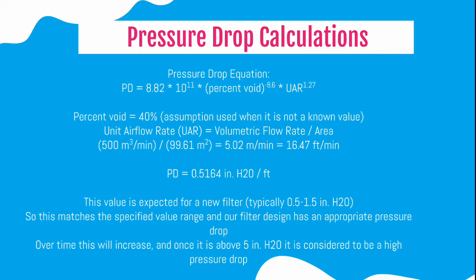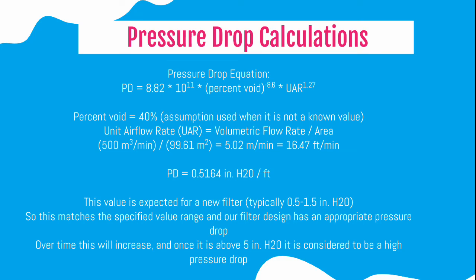This value is within the expected range of 0.5 to 1.5 inches for a new filter, so it can be concluded that our design will have an appropriate pressure drop. However, over time, the pressure drop will increase as the filter ages. Once the pressure drop is above 5 inches of H2O, it is considered too high and the filter will need to be replaced.